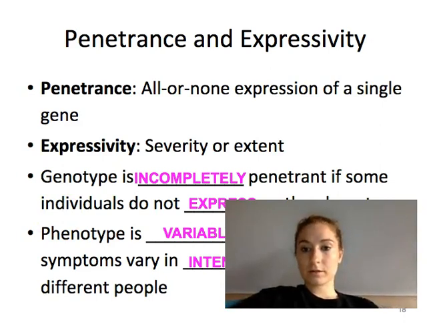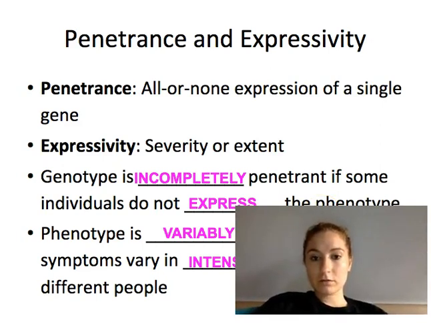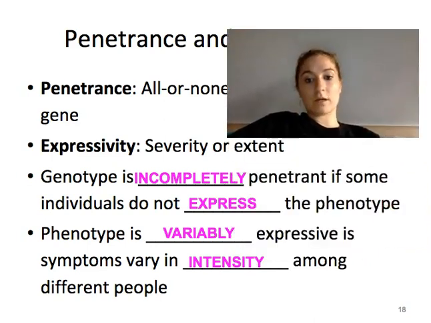All right, so penetrance and expressivity. Penetrance is all or nothing expression of a single gene. So you either have it or you don't. And then expressivity is the severity or extent of the gene. A genotype is incompletely penetrant if some individuals do not express the phenotype, and then expressivity is the variability: symptoms vary in intensity among different people. So phenotypes can express differently, especially with different environments in some people, and genotypes can be incompletely penetrant if some individuals do not express a certain phenotype.